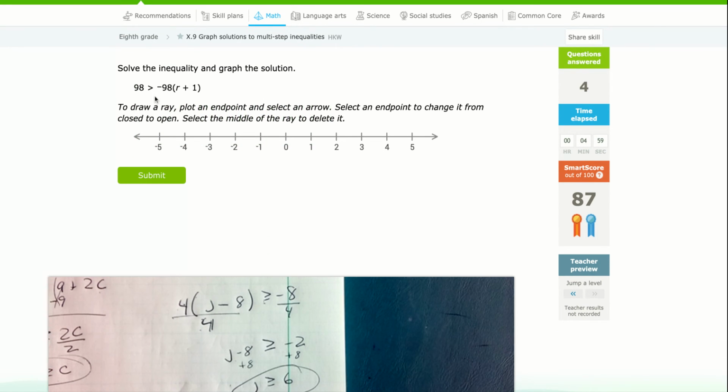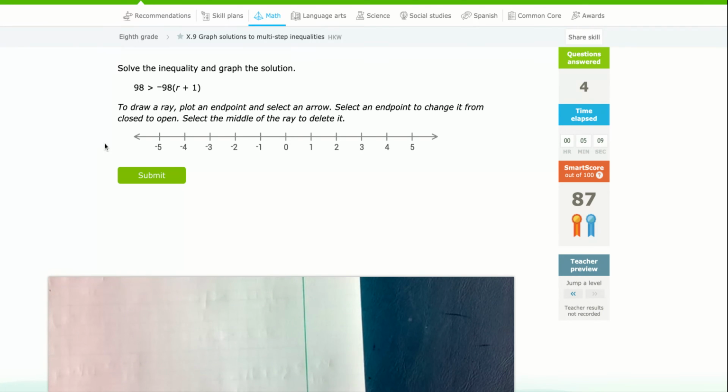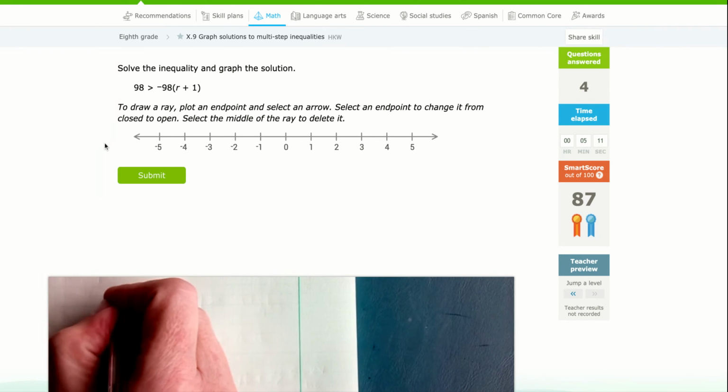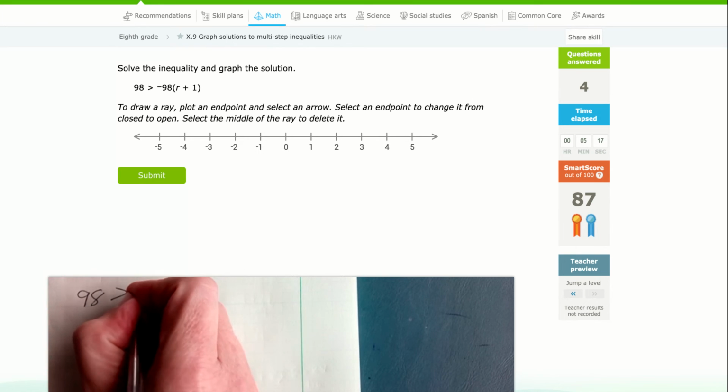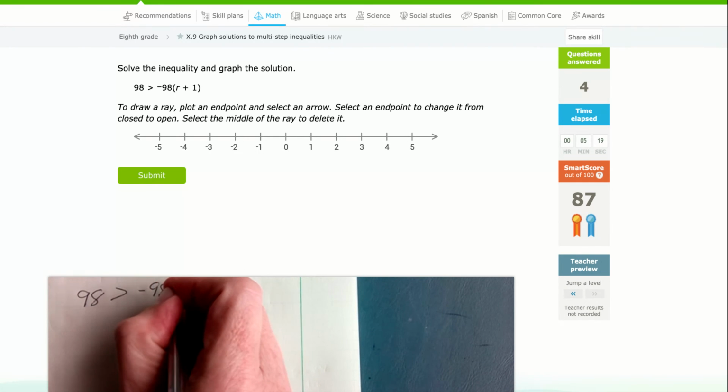Okay, so yeah, now this one, all right, I like this one. There's a negative, there's a greater than, there's no equal sign. So after this one, I think we'll call it good, but this is a good one to do. So again, you can do this one of two ways. You can distribute, or you can just divide over the negative 98.